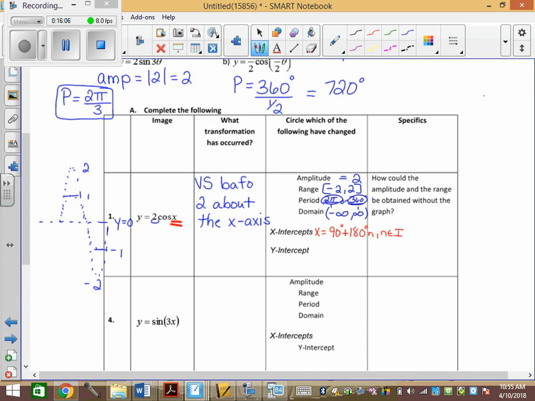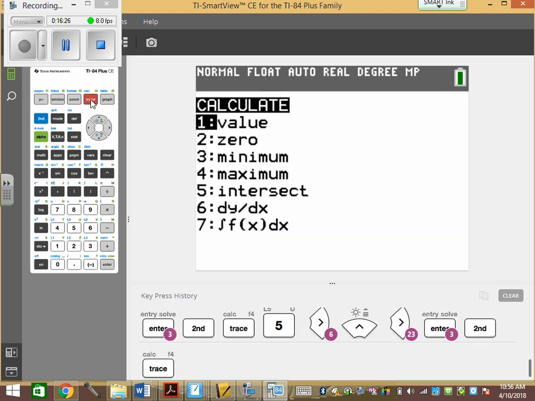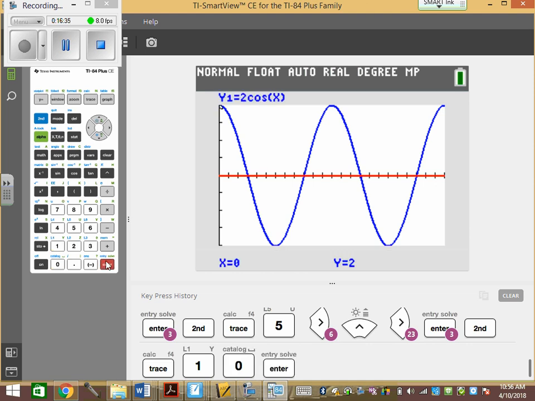What's my y-intercept at? Looks like it's at 2 on the graph, doesn't it? How can we prove it? How can we find y-intercepts on our graph? Well, we can go second, trace. Put down your marker, that's not going to work for you. Second trace, value. And the reason why you use the value button is it's x equals. When you find the y-intercept, what does x equal? 0. And it's at 2, proving we're correct. Okay.